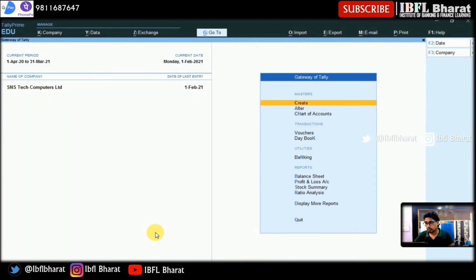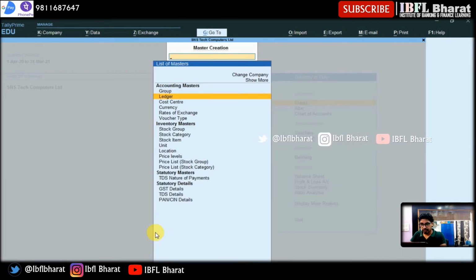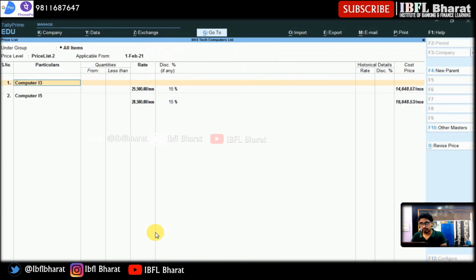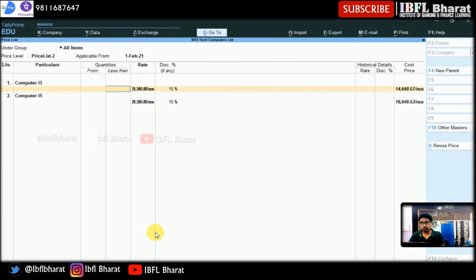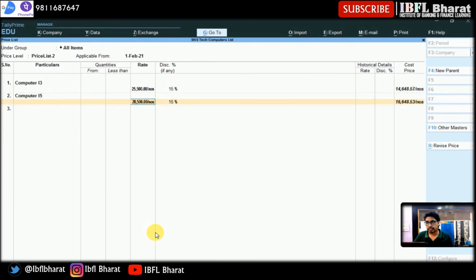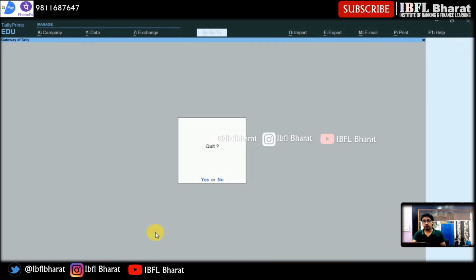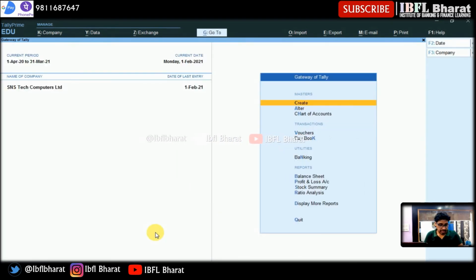We were going to create, and then we reached the price list, and here is price list 2, in which the computer i3 was 25,500 and an additional 15% discount was given, and i5 is 20,500, in which 15% discount is extra given. So this was price list number 2, which we have to take into effect from 1st Feb. After this, sales made to Soft Desk Systems as per price list 2, received payment by check.